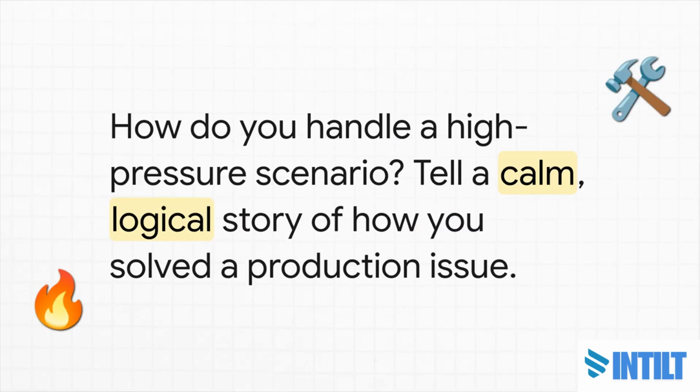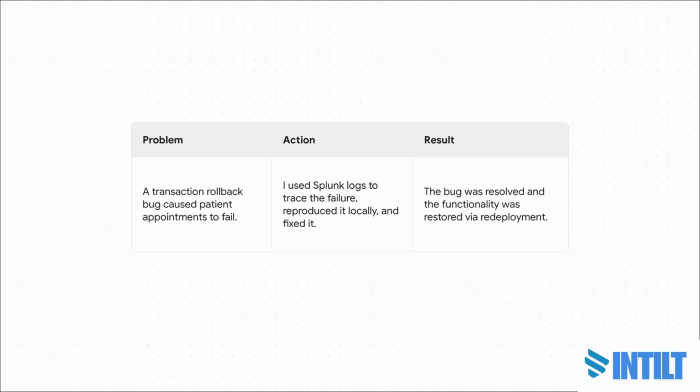Okay, time for a high-pressure scenario. The interviewer leans in and says, tell me about a time you had to fix a bug in production. Oof, this isn't just a test of your coding skills. It's a test of how you handle a crisis. The PAR formula is absolutely perfect for this. It shows you're logical and calm under pressure.